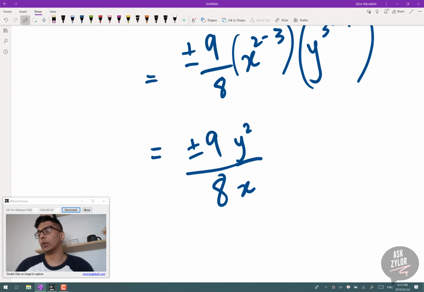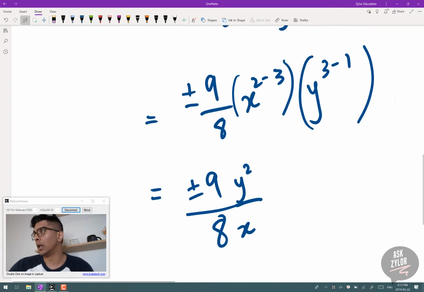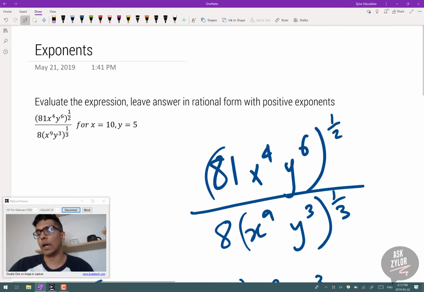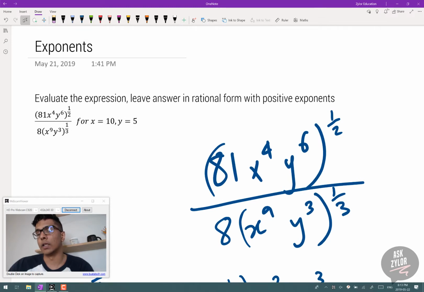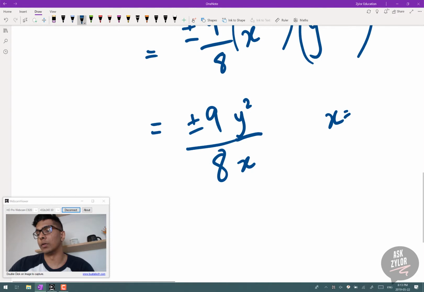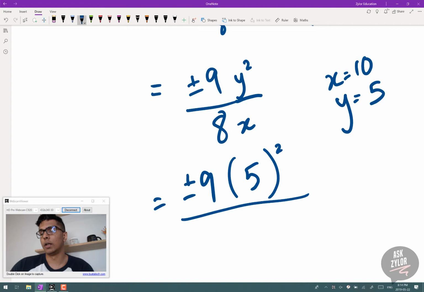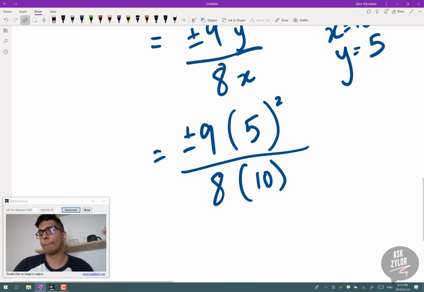Right? So the question is asking us to simplify and then evaluate. So we're given values for x and y. So x is 10, y is 5. So I need to substitute those values in. So I'm going to do plus minus 9. My y value is 5, so it's 5 squared. Then 8 times my x value, which is 10. I'm going to plug that in.